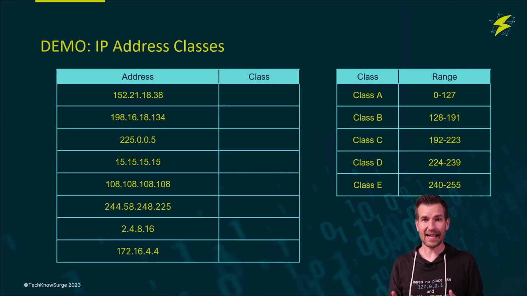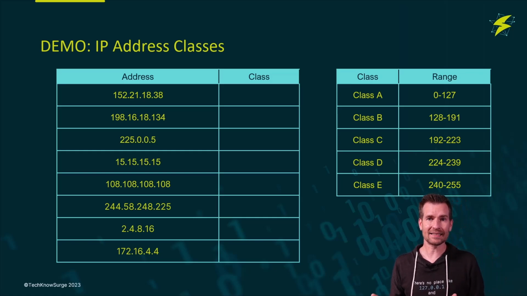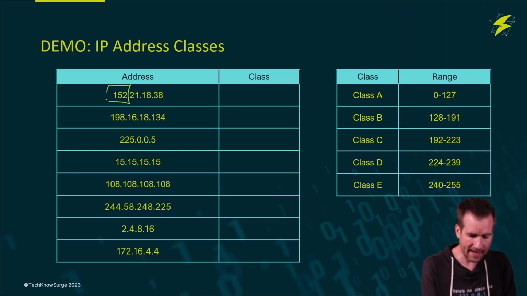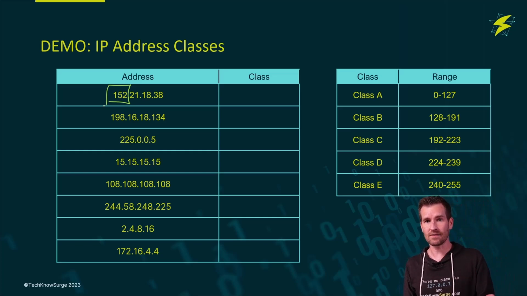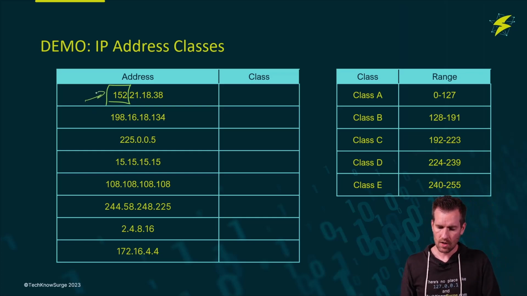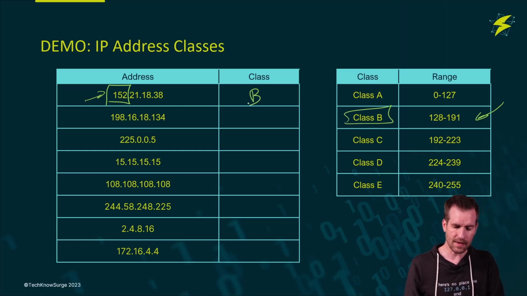As we saw in our last video, it's really the first few bits that determine what class an IP address is going to be in. So really, it's the first octet. We can look at the first octet and determine what range it falls into, and so therefore what class it falls into. So in this example right here, this is 152. So I'm going to look at my chart over here, and where does 152 fall? Well, it's between the range of 128 and 191. So this is a class B. I'll write class B in here.